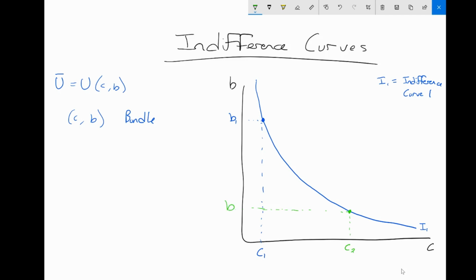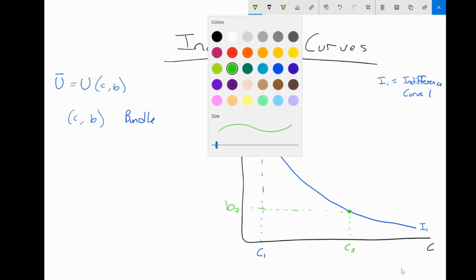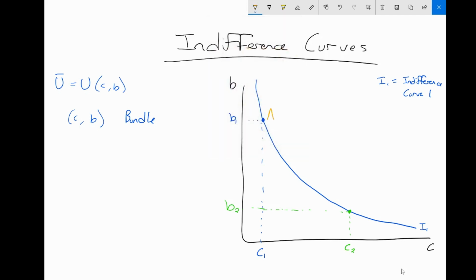C2, B2. So you can see that, and let's give this a label, A and B. So at the point A, the agent gets C1 cups of coffee and B1 bagels. At B, the agent gets C2 cups of coffee and B2 bagels.